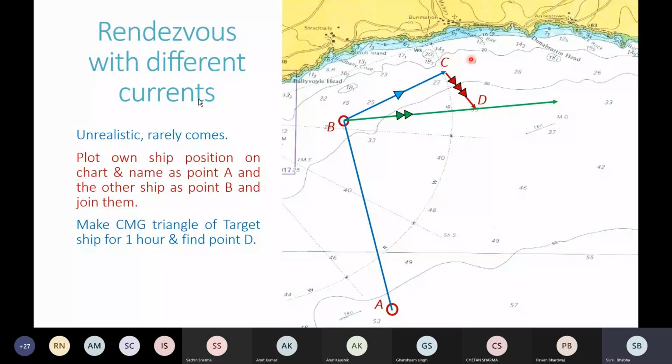Target ship. So this completes the course made good triangle of the target ship. All this information is given to us in the question. We have the course steered, the engine speed of the target ship. We have the current which is present in the target ship location. So we can easily plot these on the chart and find out the course made good by the target ship.